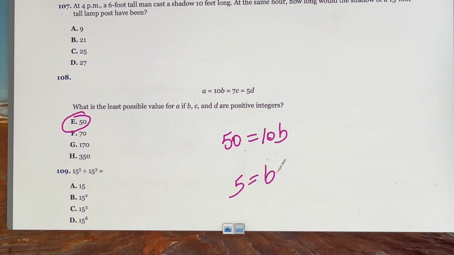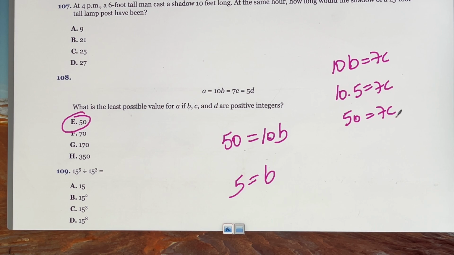And then if you take that, and we know that B is 5, we can substitute here. We get 10 times 5 equals 7c. 10 times 5 is 50, and 7c. So to find c, we would divide both sides by 7, and we would not get an integer. So E does not work.